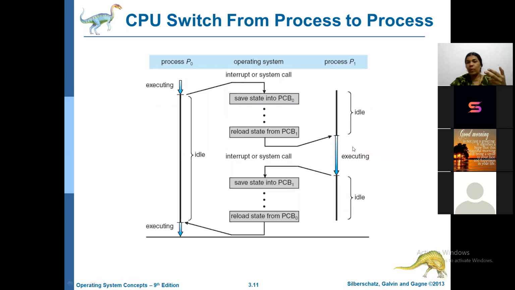So in that case, again the processor will be switched from P1 to P2. Like that, here the name is written interrupt or system call. Any higher priority interrupt may come, any higher priority system call may come. So again a context switch may occur. Like that, it saves the state on PCB1 and again reloads state from PCB0.